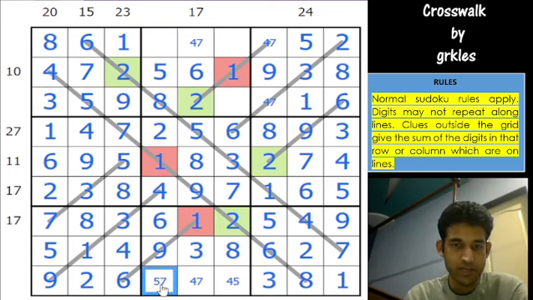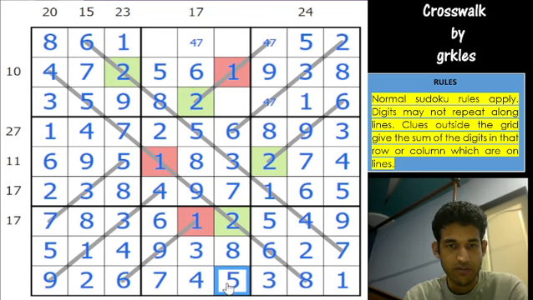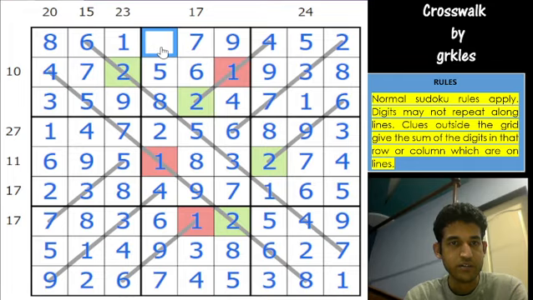5 here gives me a 7, 4, 5, 2, 5, 8, 3, 6, 7 and 1. So these two cells must be 4 and 9. And I can quickly resolve that. So that's a 9, that's a 4, that's a 4, that's a 7. That 4 gives me a 7 here and a 3 here.